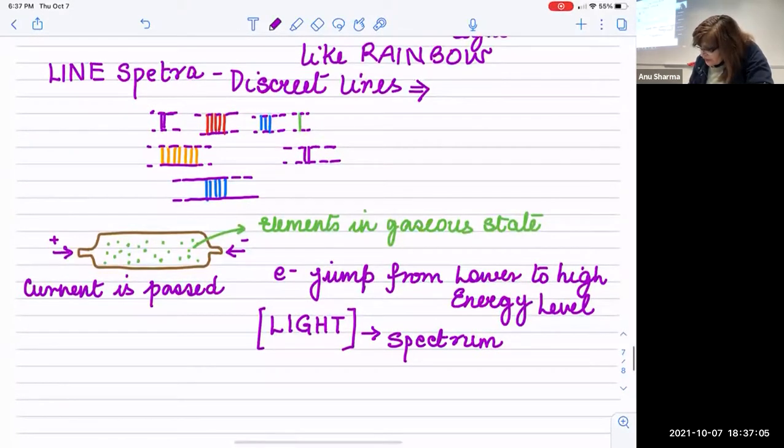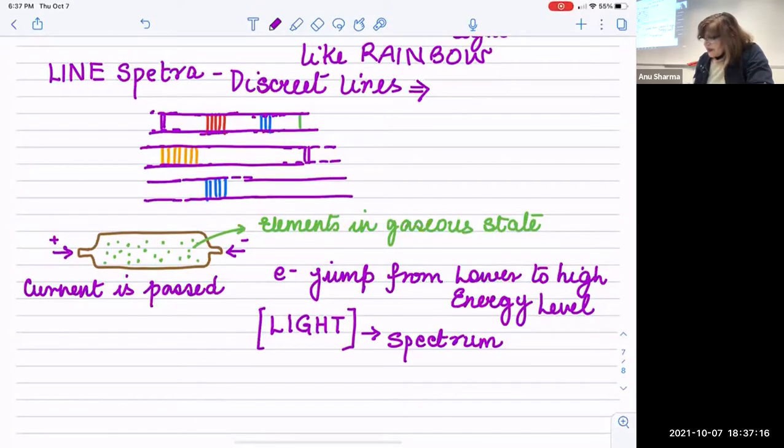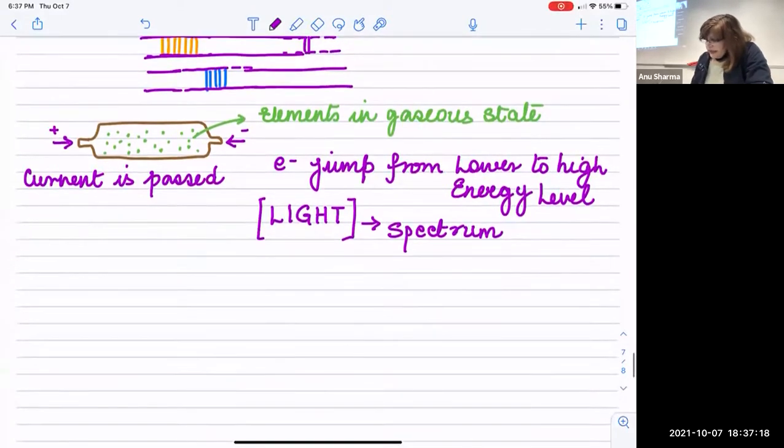So this is one line spectrum. This is another one. And then this is another one. So that's the thing with that.